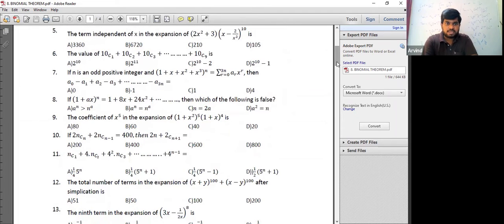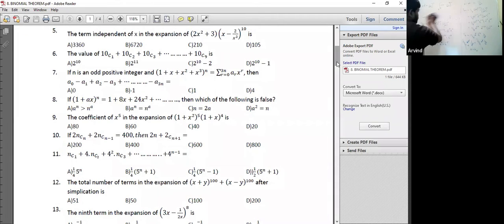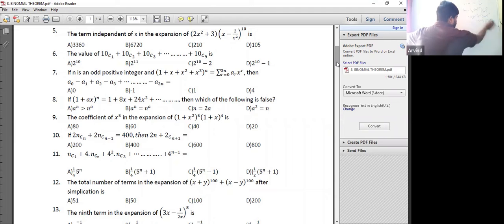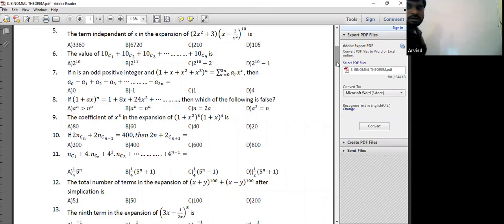The value of 10c1 plus 10c2 plus 10c3 plus so on up to 10c9 is equal to what? For this you have to use the formula. Till here it was a bit lengthy. These problems are very, very easy. All these problems will be a good revision for you, but from here the CET problems actually start. 10c1, 10c2, 10c3, so on up to 10c9.